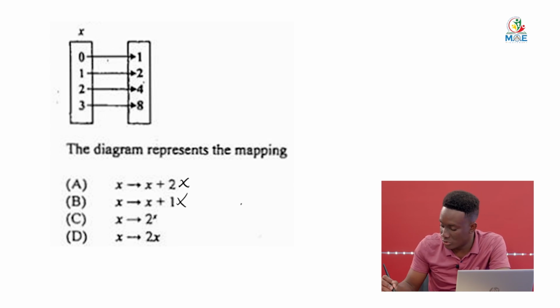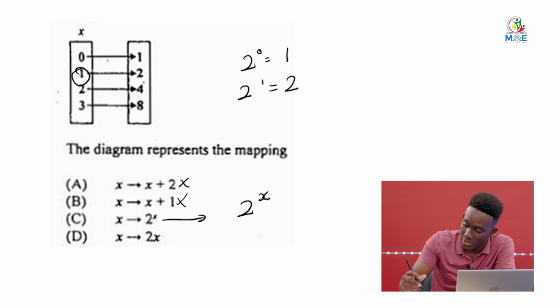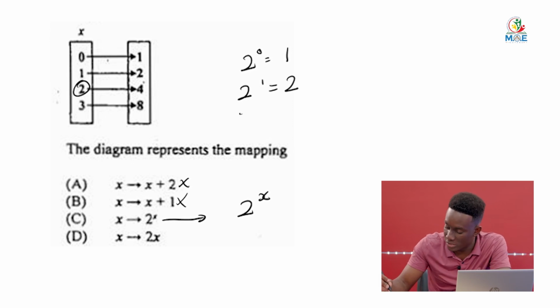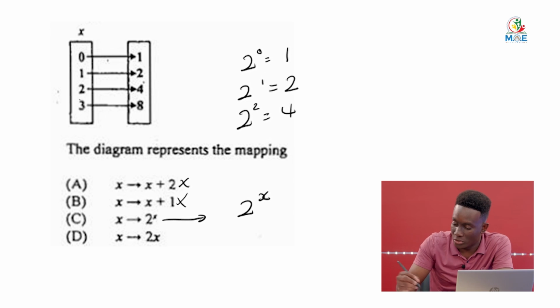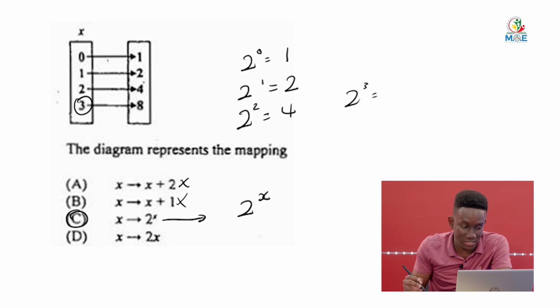So this one here is 2 to the x power. Let's see. 2 to the 0 power would indeed give me 1. 2 to the first power would indeed give me 2. Let's try 2 to the second power. That would indeed give me 2 times 2 is 4. And 2 to the third power would indeed give me 2 times 2 is 4, 4 times 2 is 8. So the answer is simply C, 2 to the x power.